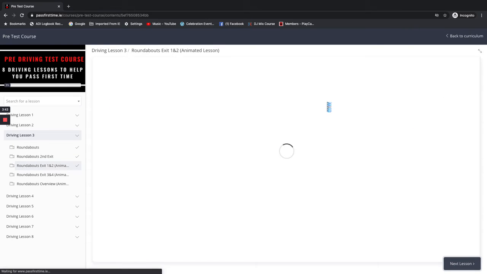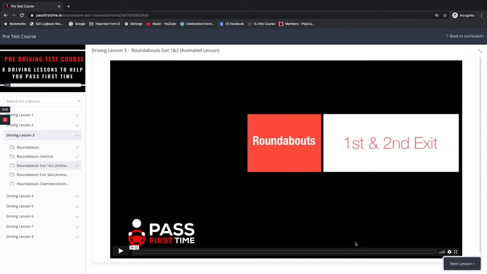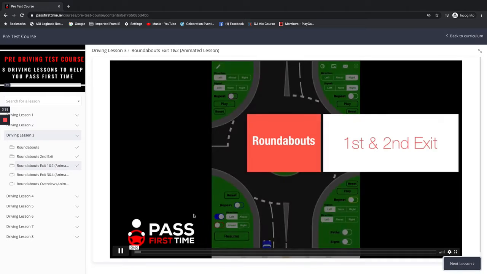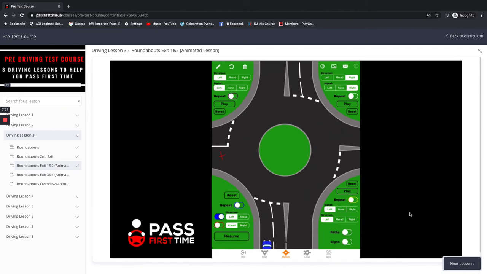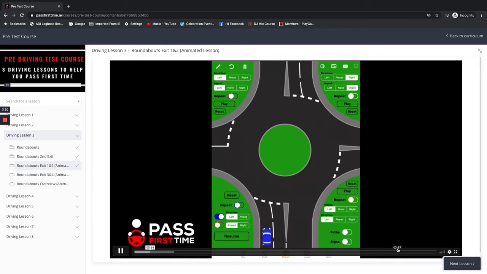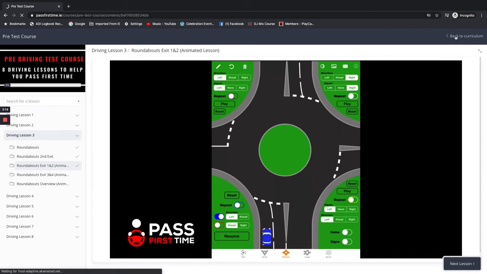Lesson 3 is one of our animated lessons. A lot of people find these lessons very helpful. People have taken the course because they give you a bird's eye view looking down on the video itself, and explaining how the roundabouts work from a bird's eye view is very helpful. We go through all of the exits and all details on the roundabouts in these animated lessons as well. So a lot of the lessons are live, and a lot of them are the animated ones, which is a nice mixture.